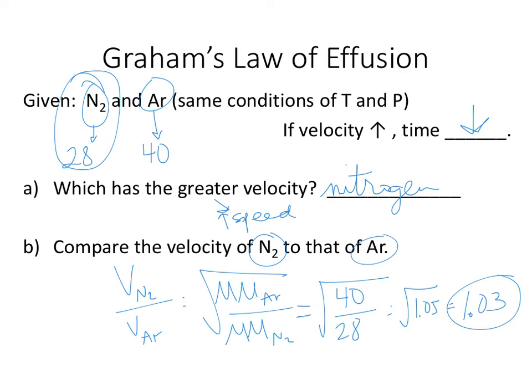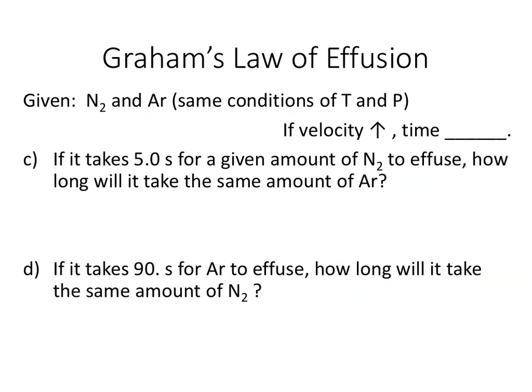So what that means is nitrogen moves faster. How much faster? 1.03 times faster. So I'm going to write that here. Nitrogen is 1.03 times faster than argon. So, given nitrogen and argon, same conditions of temperature and pressure, velocity increases, time decreases.